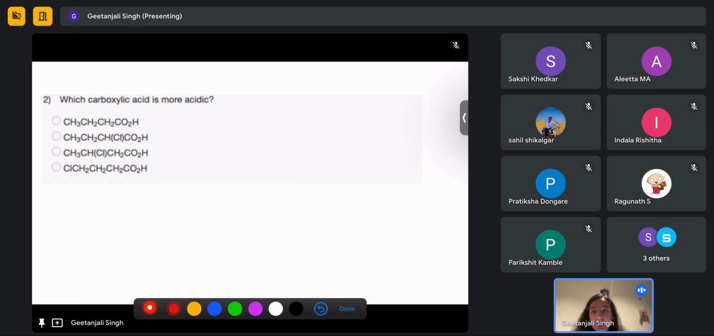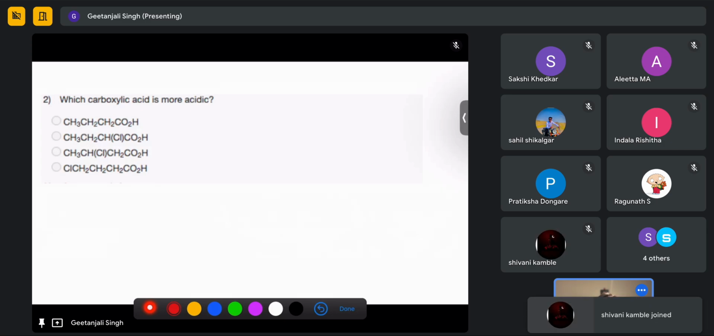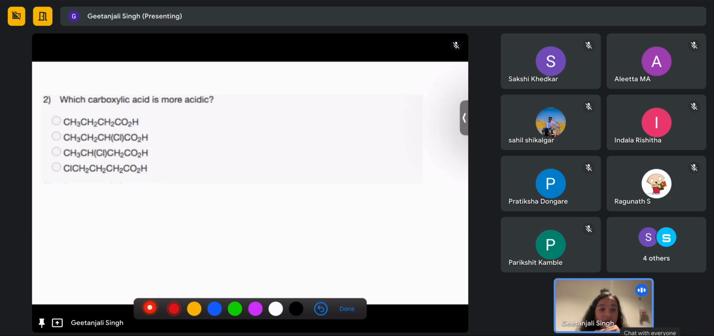Which carboxylic acid is more acidic? Now look at the options carefully. There are four options. The different thing here is they have added a substituent, which is chlorine.